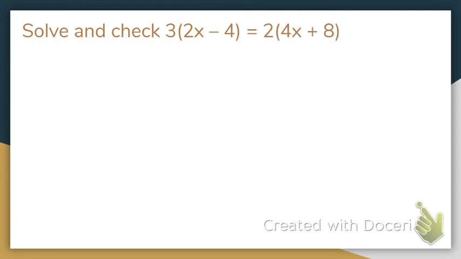Now this next problem is pretty similar to the previous problem, right? It's almost identical, but the difference here is I have to distribute on the right side as well. Okay, so again, go ahead and solve this problem, and when you're done, check your answers. Okay, pause the video and when you come back.